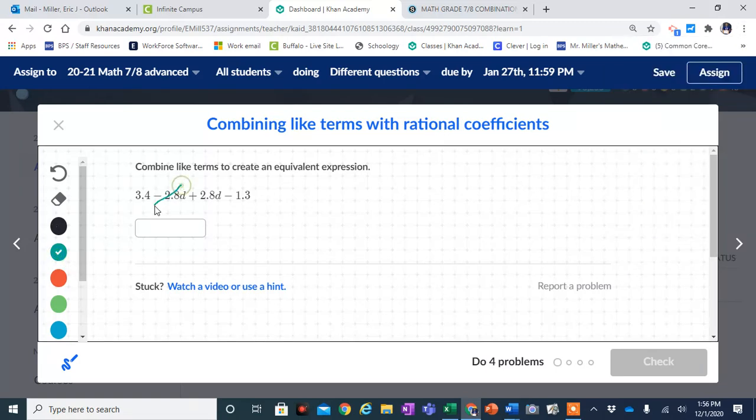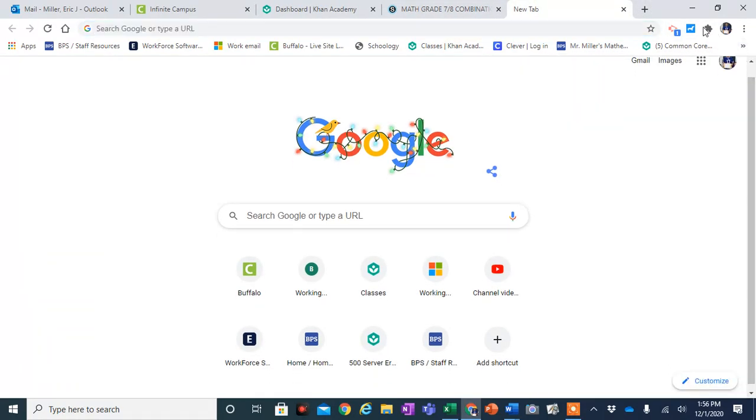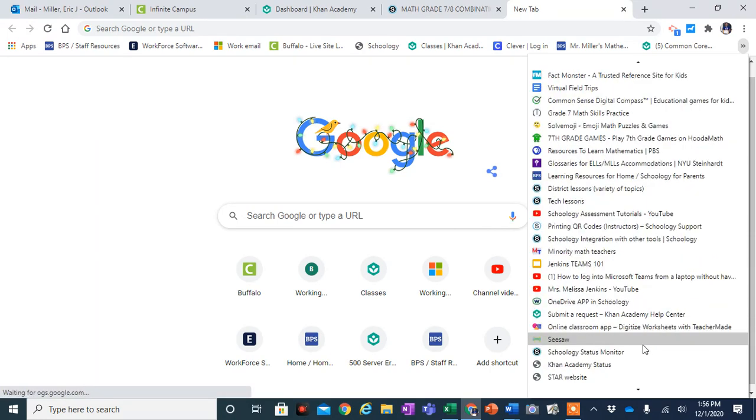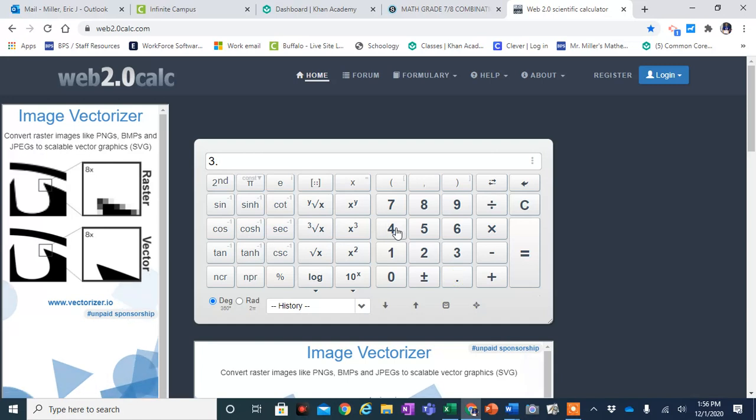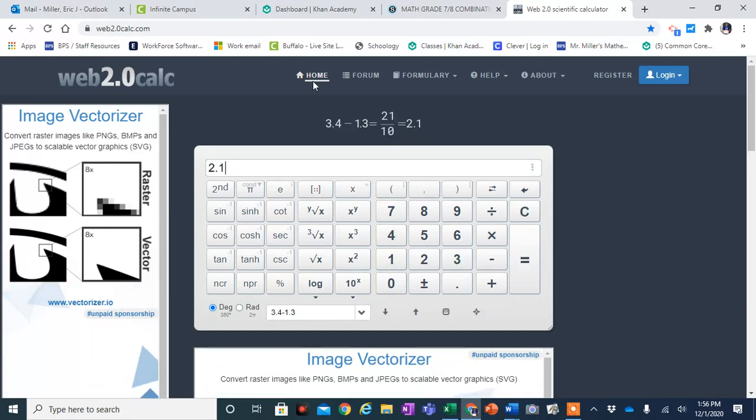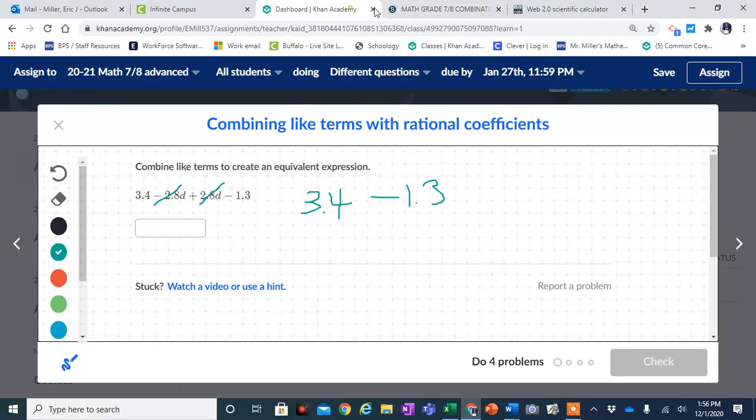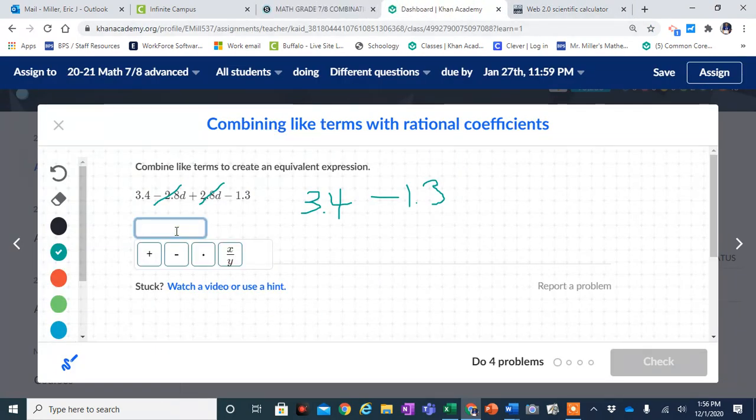So in this case, the minus 2.8d and the positive 2.8d can cancel. So this problem is really then just 3.4 minus 1.3. 3.4 minus 1.3 gives us 2.1. So our answer here is 2.1.